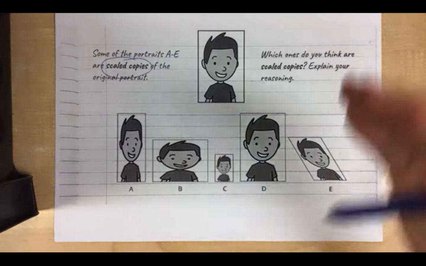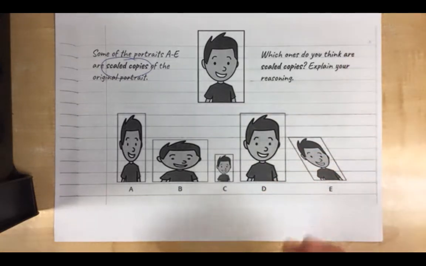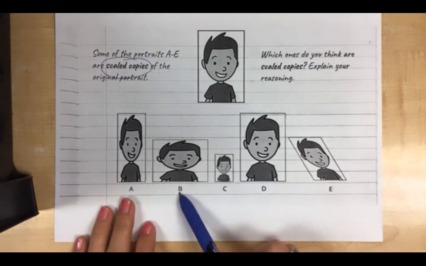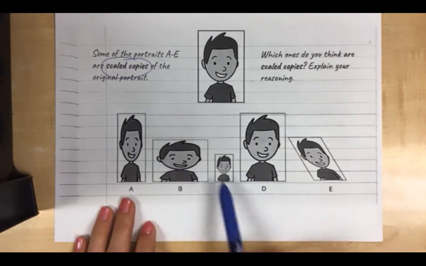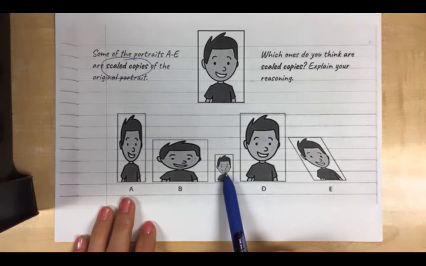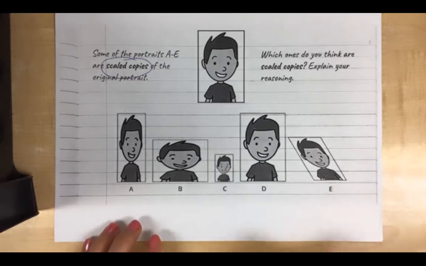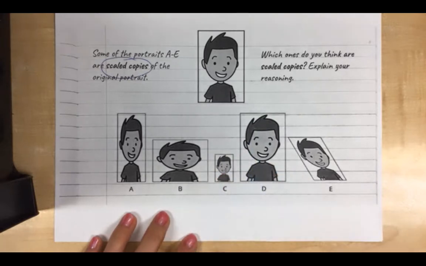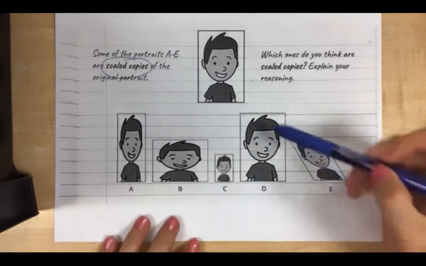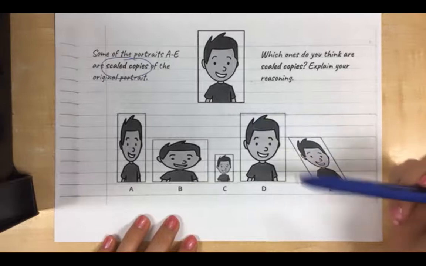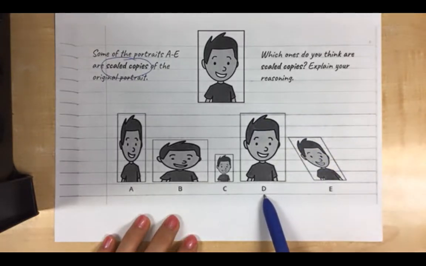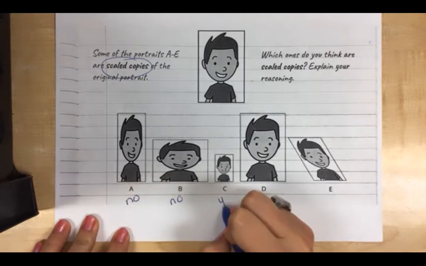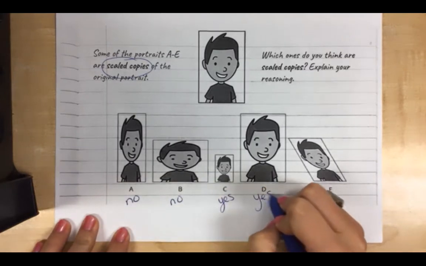C got smaller both vertically and horizontally. So C is a scaled copy. A and B are not, because they changed the original. C still looks the same, it's just a smaller version, as if you had taken a picture of the original. D, does it look different and does it look distorted? It doesn't seem to have changed at all. So D, yes, is a scaled copy. So A and B are no. C is yes. D is yes.